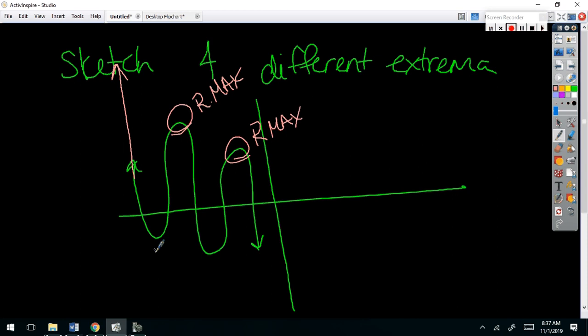Max, minimum. How many zeros does this have? 4.